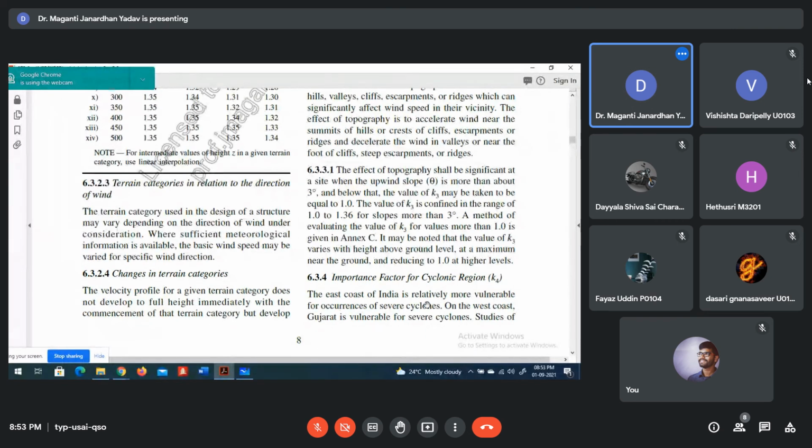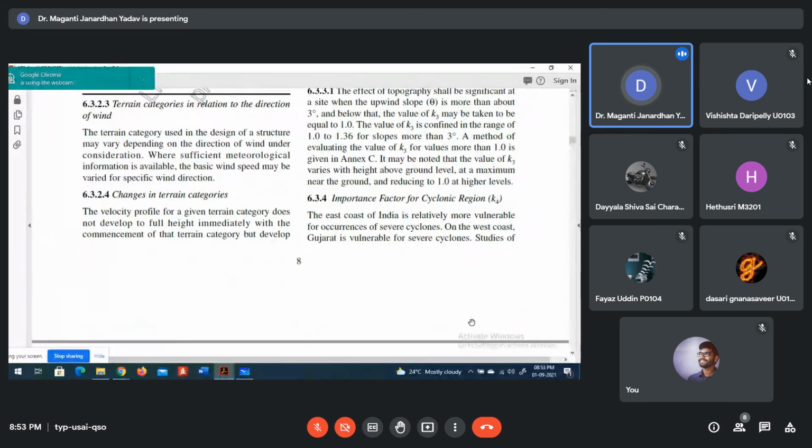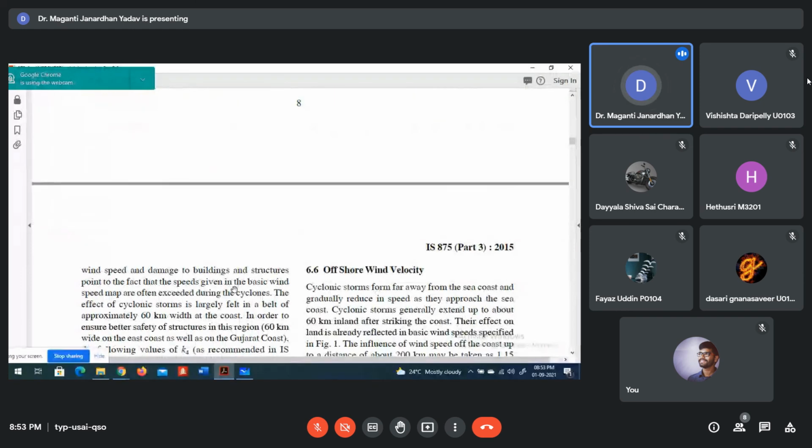See, the east coast of India is relatively more vulnerable to occurrences of several cyclones. On the west coast, only Gujarat is vulnerable to severe cyclones. Studies of wind speed and damage to buildings and structures point to the fact that speeds given in the basic wind speed map are often exceeded during cyclones. So sometimes they will exceed the values shown in figure 1, what you have seen now. But if it is at least designed and detailed as per this, then the structure will be safe. It will give enough warning for the occupants if there is any problem in the structure.